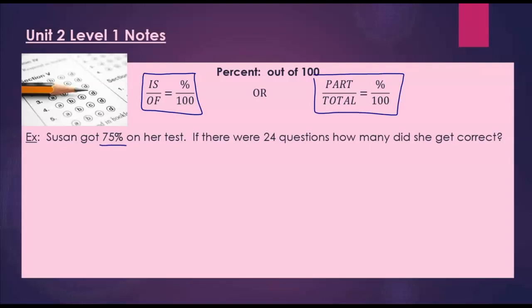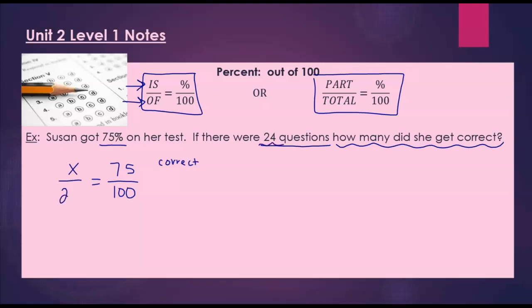Susan got 75% on her test. If there were 24 questions, how many did she get correct? All right, well, 75% means 75 out of 100. And is 24 the part or the total? Well, 75% means how many she got correct out of 100. And we need to know how many she got correct. So how many did she get correct out of 24 instead of out of 100?